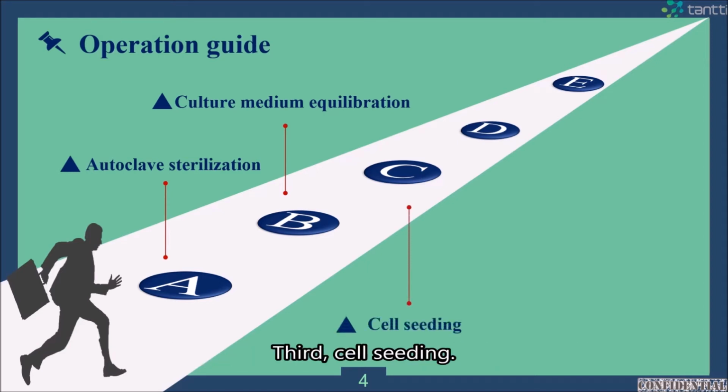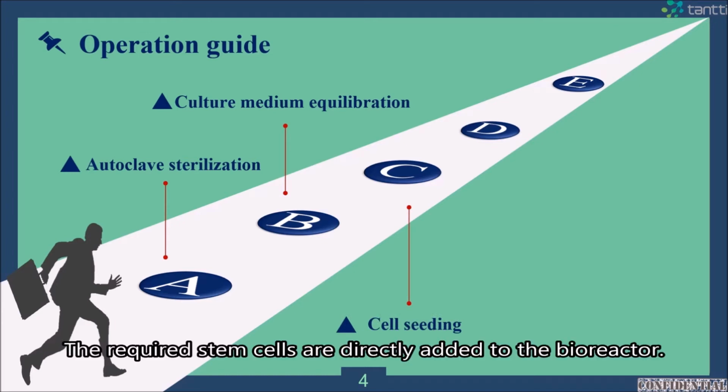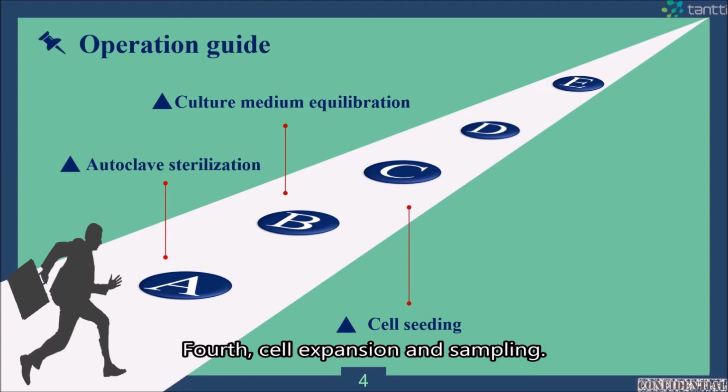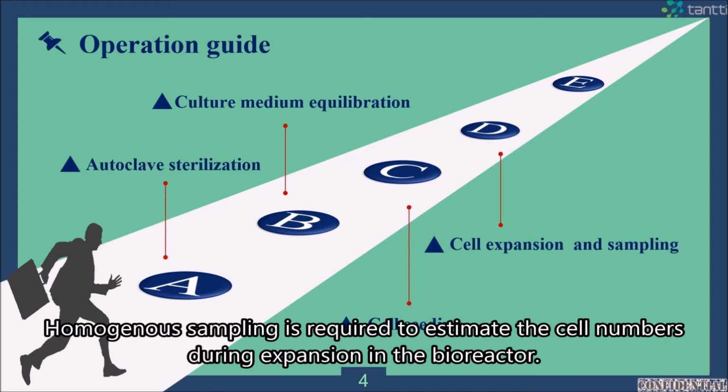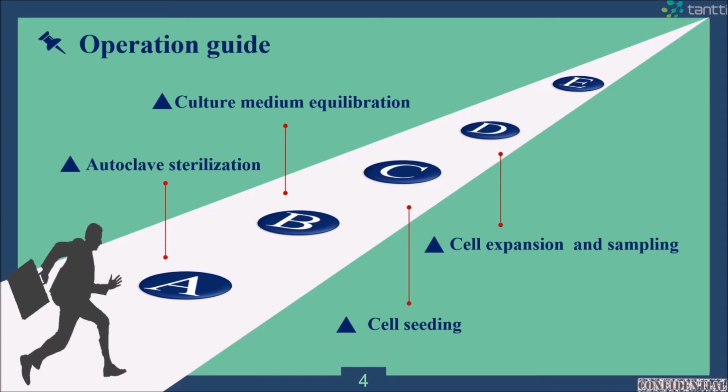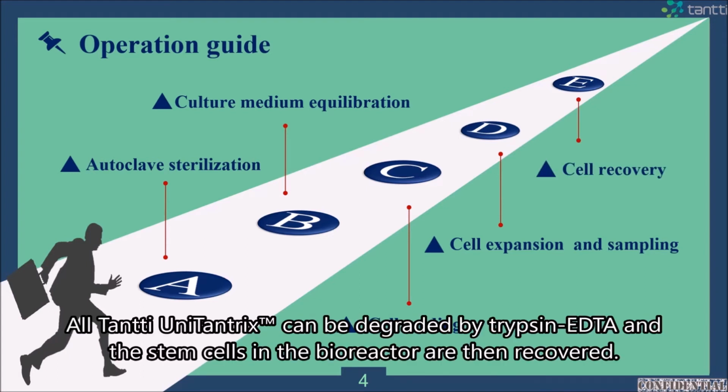Third, cell seeding. The required stem cells are directly added to the bioreactor. Fourth, cell expansion and sampling. Homogeneous sampling is required to estimate the cell numbers during expansion in the bioreactor. The last step is cell recovery. All Tanti UniTantrix can be degraded by trypsin EDTA, and the stem cells in the bioreactor are then recovered.